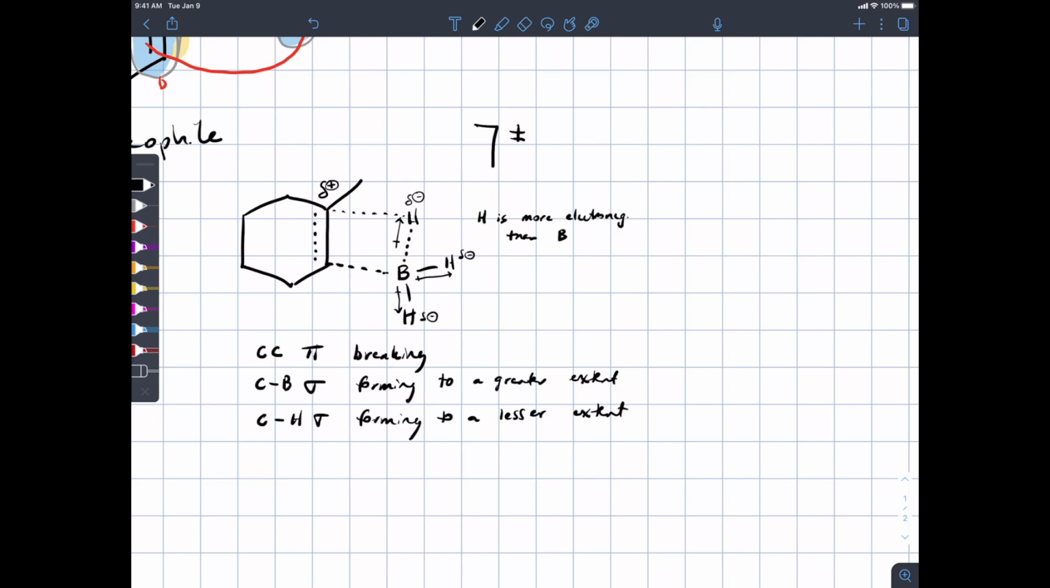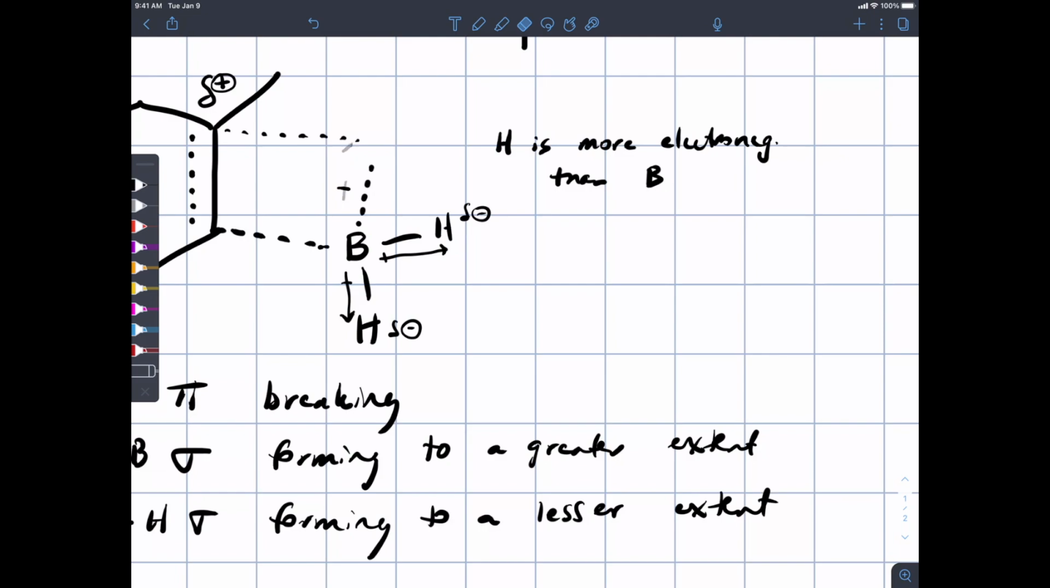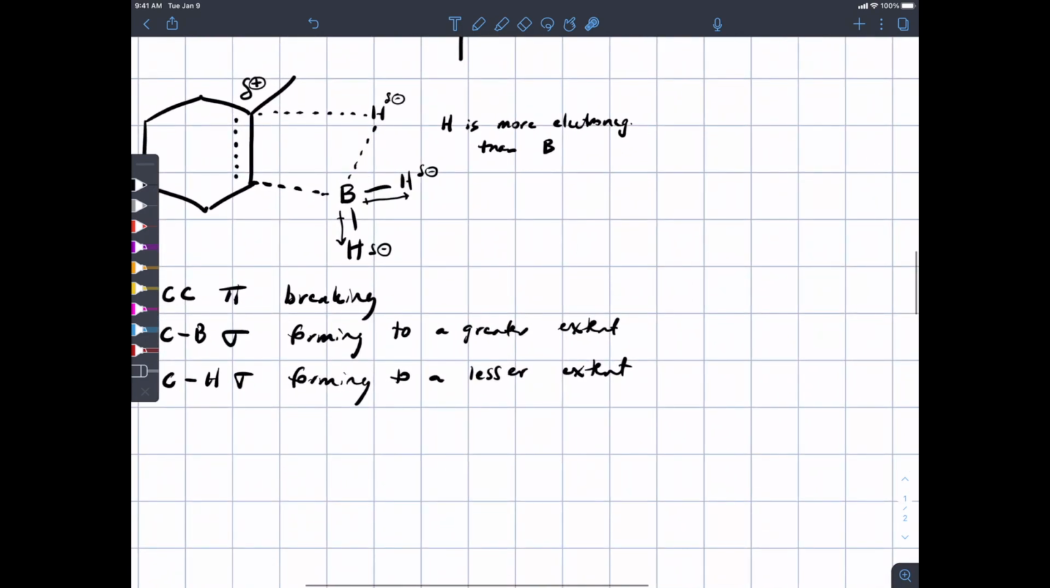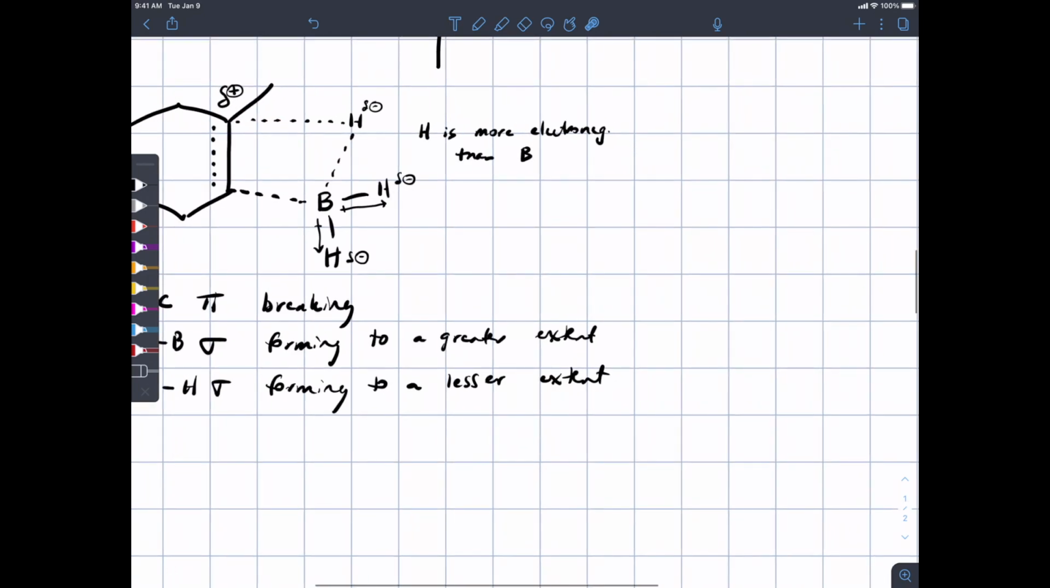If we wanted our drawing to reflect that, I sort of tried, but if we wanted our drawing to reflect that, we would show the boron-carbon dotted line to be smaller than the boron-hydrogen dotted line. In any case, the idea is that if we form the carbon-boron bond quicker than we form the carbon-hydrogen bond, there's a significant buildup of partial positive charge on the more substituted carbon where it's more stable, and then the hydrogen, which is more electronegative than boron, gets attracted with its electrons to the more substituted carbon.